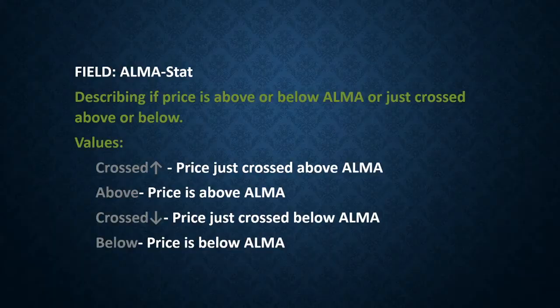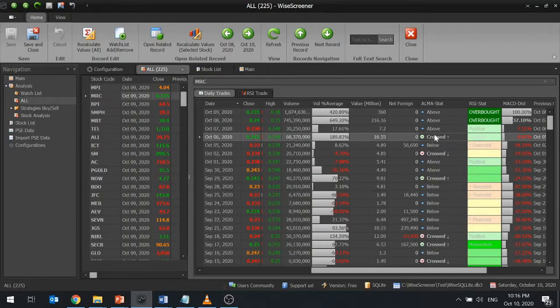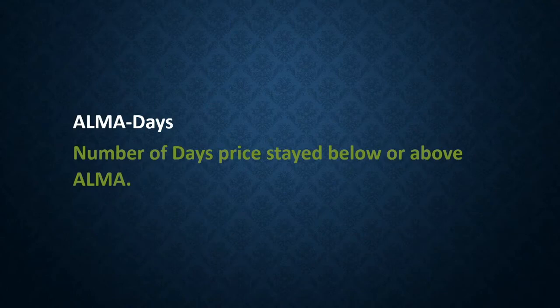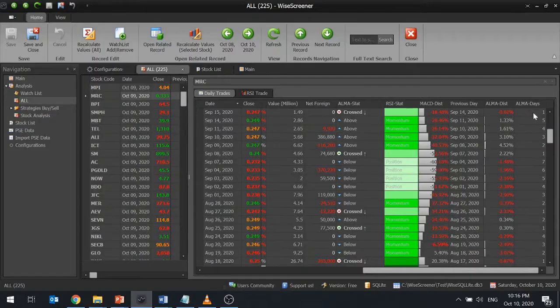Values: crossed above. Price just crossed above ALMA. Above. Price is above ALMA. Crossed below. Price just crossed below ALMA. Below. Price is below ALMA. ALMA days. Number of days price stayed below or above ALMA.